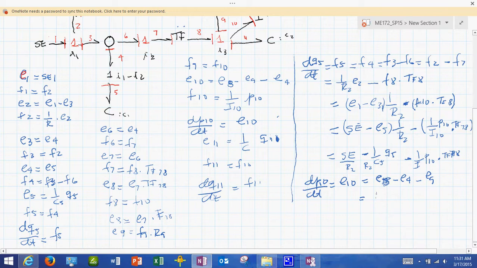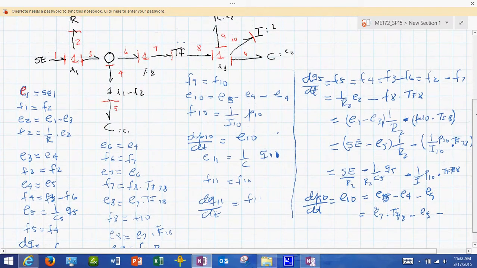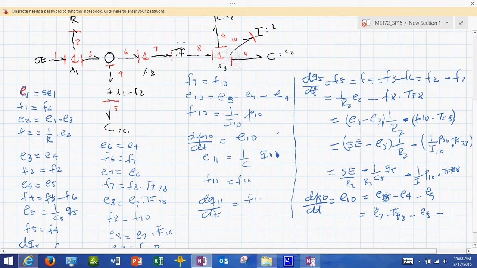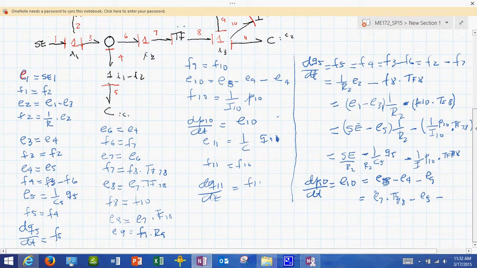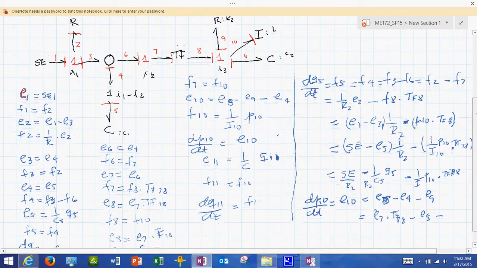E sub 8 is E sub 7 times TF 7, 8. And then minus E sub 4, which is E sub 5, minus E sub 9, whereas E sub 9 is E8 minus E10 minus E11, right? No, E sub 9 is F9 times R9.